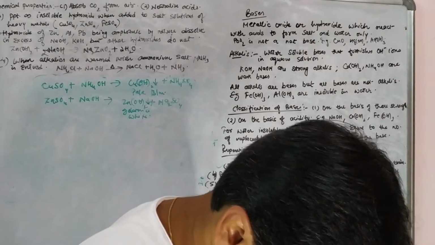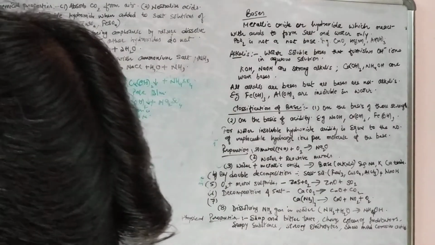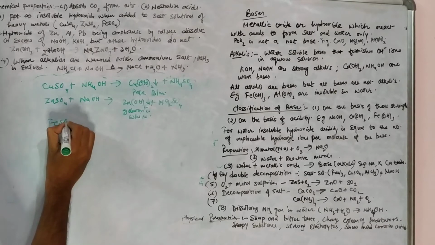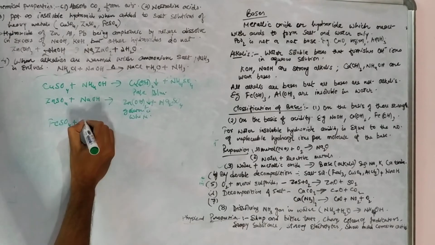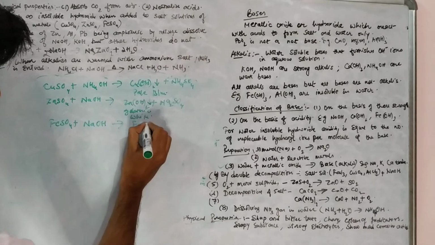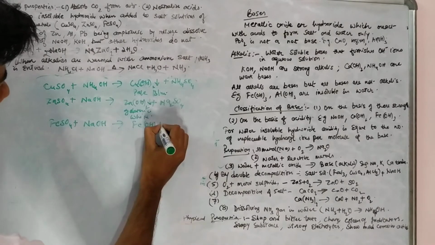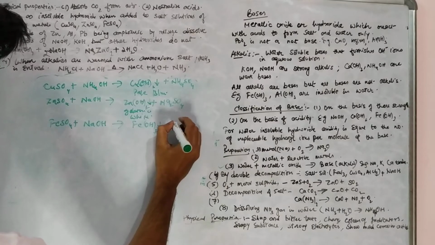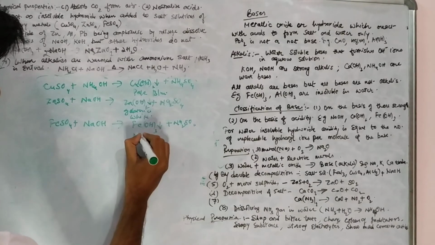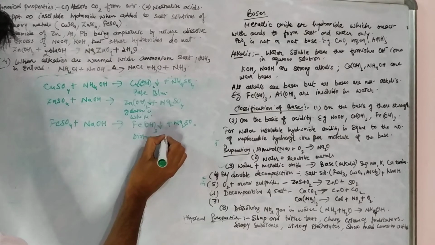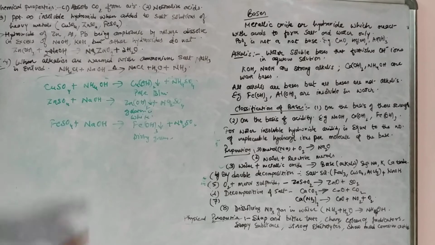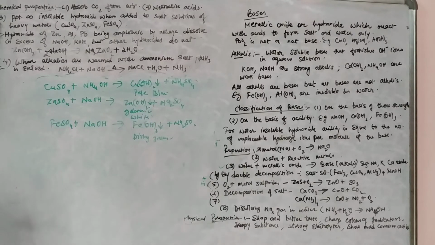Similarly, if we talk about ferrous sulfate solution with sodium hydroxide, it forms a dirty green precipitate. Ferrous sulfate solution will react with sodium hydroxide to give you a dirty green precipitate of ferric hydroxide. So ferrous sulfate will react with sodium hydroxide to give you a dirty green precipitate of ferric hydroxide.